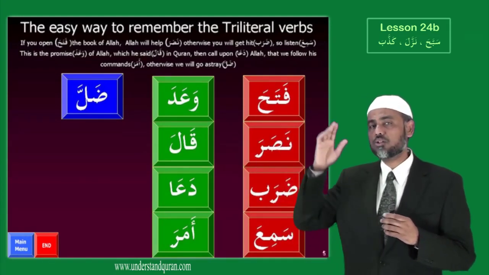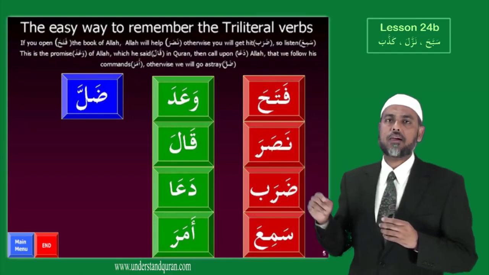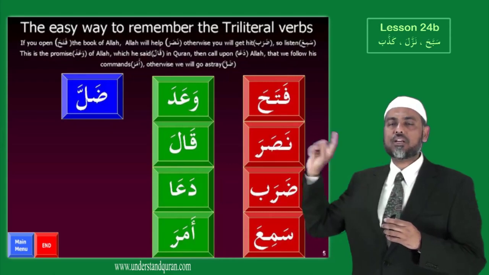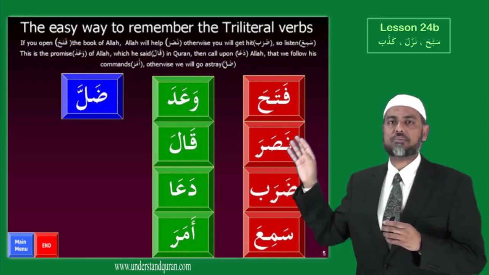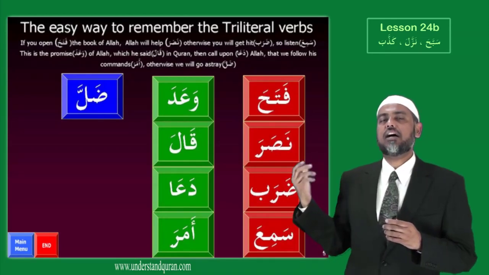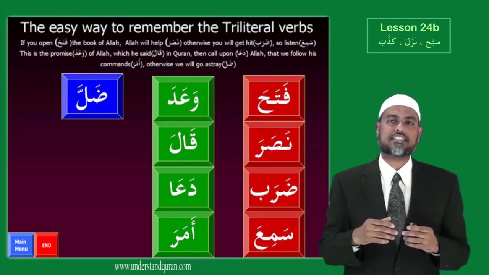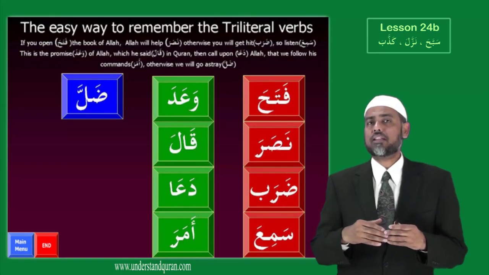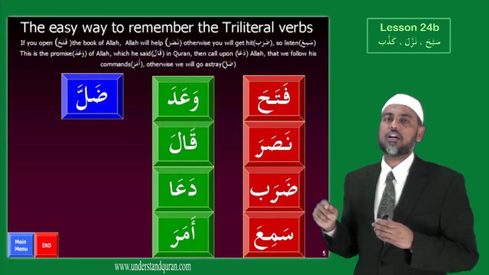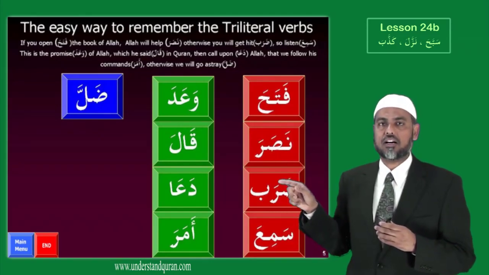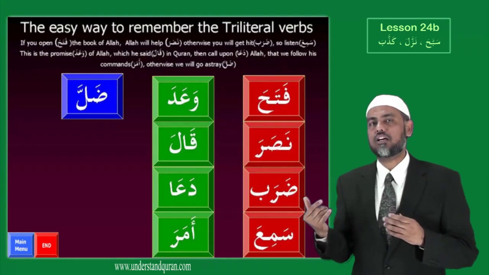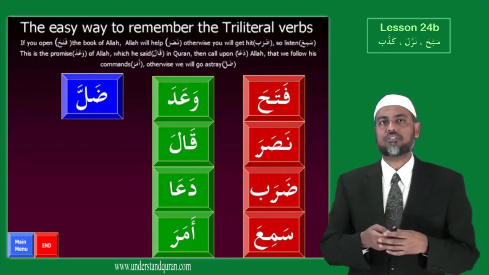And after that we also have learned special cases like wa'ada, qala, da'a, amara, dalla. Wa'ada has a weak letter in the beginning, qala has a weak letter in the middle, and da'a has a weak letter in the end, and amara has hamza, and dalla has repeated root letters. And how do we remember them? This is the promise of Allah, wa'ada, that He will help. And He said it in the Quran. Qala. Therefore pray to Allah, da'a, that we follow His commands. Amara. Otherwise we will be lost. Dalla.